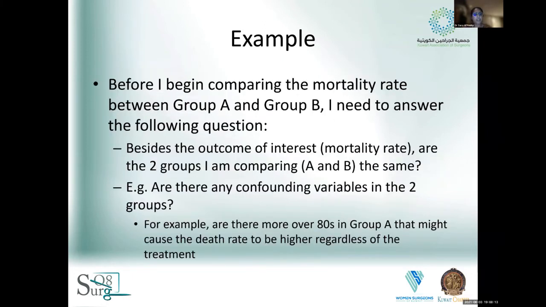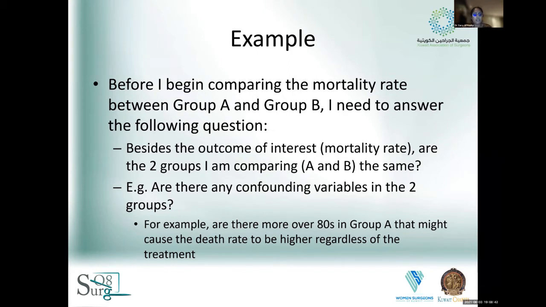So before you even begin comparing the mortality rate in our scenario between group A and group B, you need to answer the following questions. Besides the outcome of interest, which is mortality rate in this scenario, the first question you want to answer is: are group A and B the same? I'm comparing two groups, but am I starting off with similar groups? Basically, are there any confounding variables in the two groups? And why is that important?